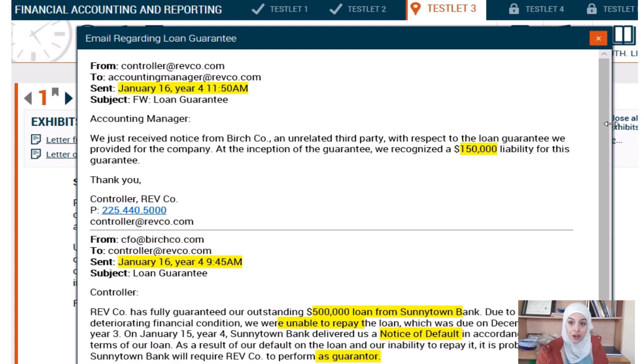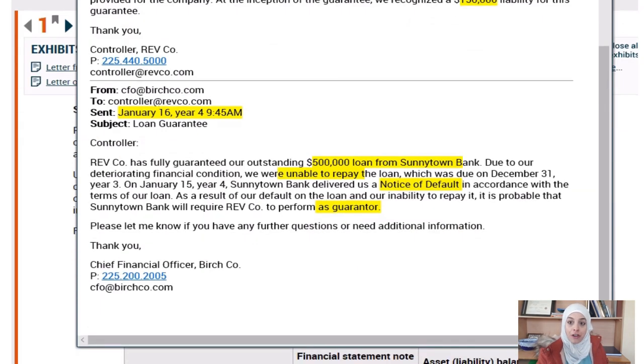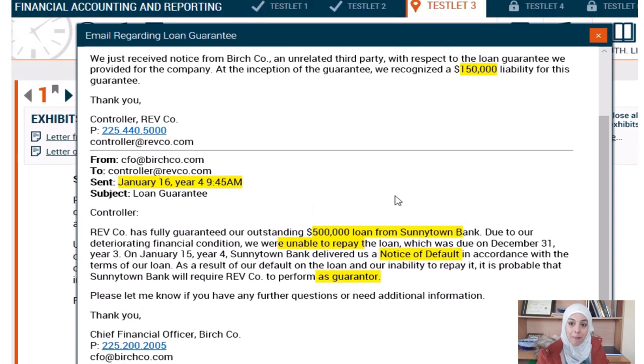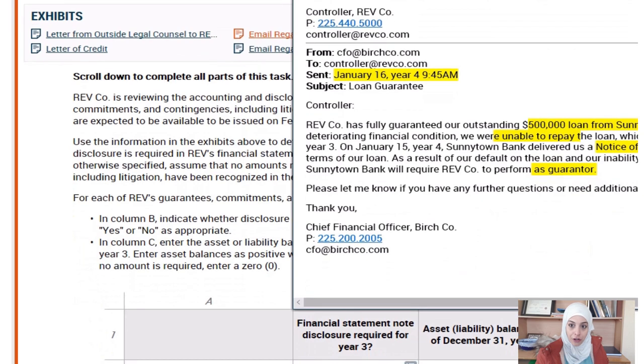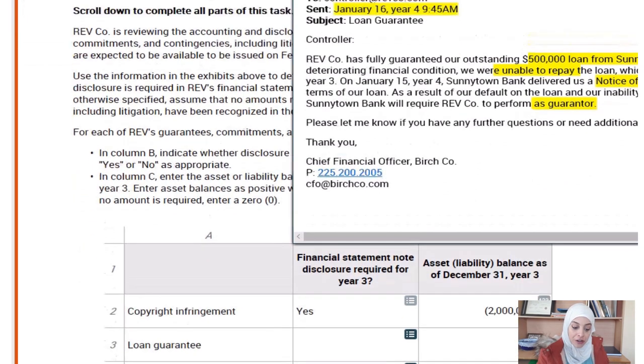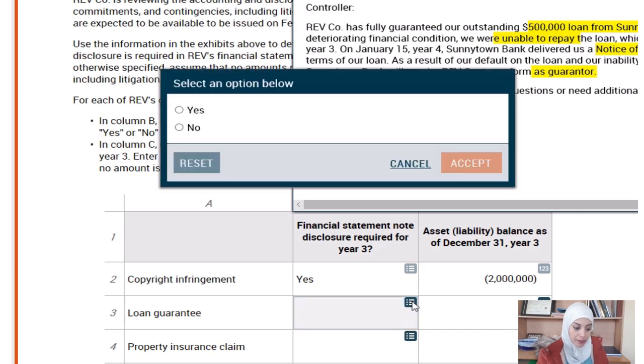So the first thing I want you all to know concerning loan guarantees: if you find any company that guarantees any loan for any other third company, it should always disclose this loan guarantee in the financial statements. So this is a must. Disclosure is a must in all cases for any loan guarantee. So here RIF is guaranteeing a loan for another company, and the disclosure here is a yes. So we come here to the yes and fill the yes, accept.